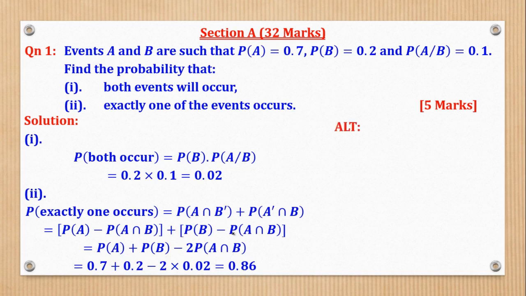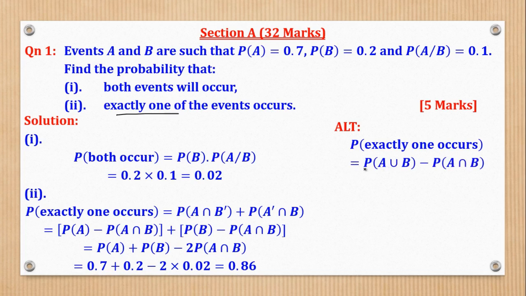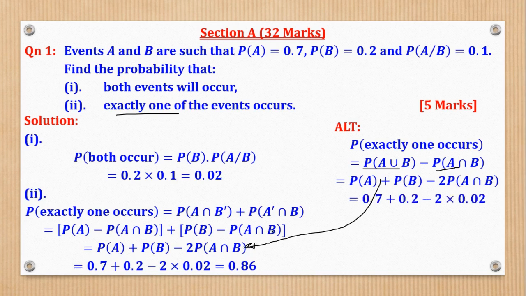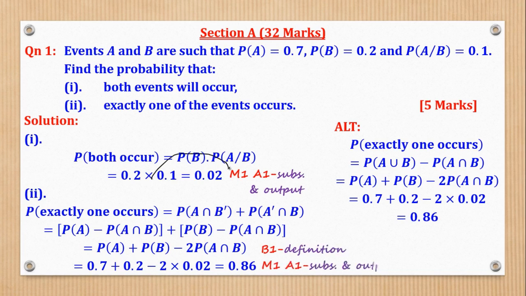Another way could be that the probability of exactly one is the same as union minus intersection, for those who use set theory. So I substitute, put in the values and get the output. Any of the 2 methods is okay. Here this took 2 marks, 1 for multiplying and 1 for the output. Here 1 for stating this or this, then 1 for substitution and 1 for the output. And that's how the 5 marks would come about.